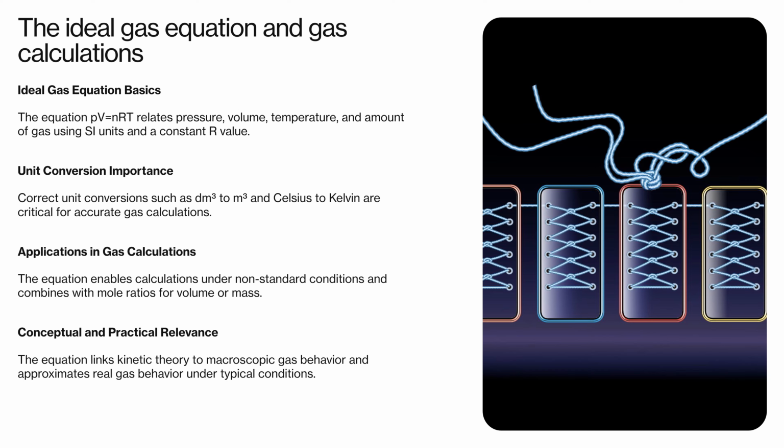Converting units correctly is critical. For example, volumes given in dm^3 must be converted to cubic meters by dividing by 1000, and temperatures in degrees Celsius must be converted to Kelvin by adding 273.